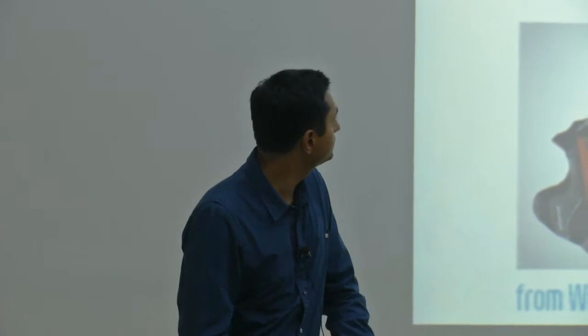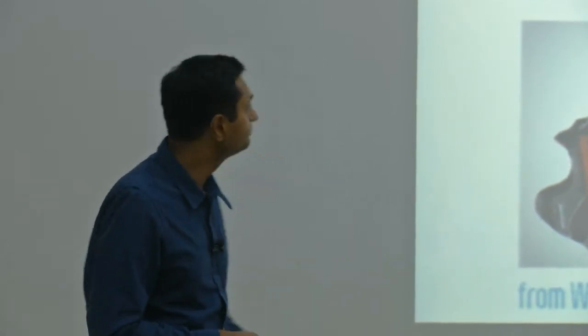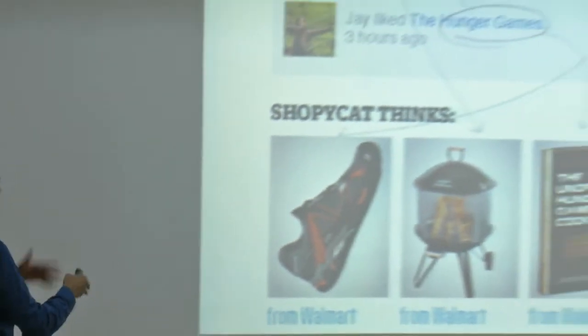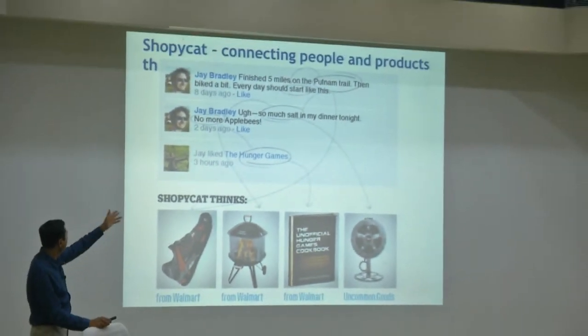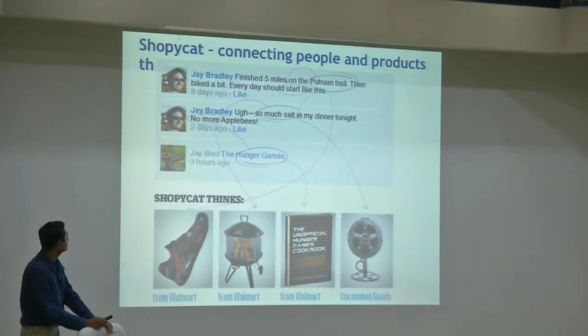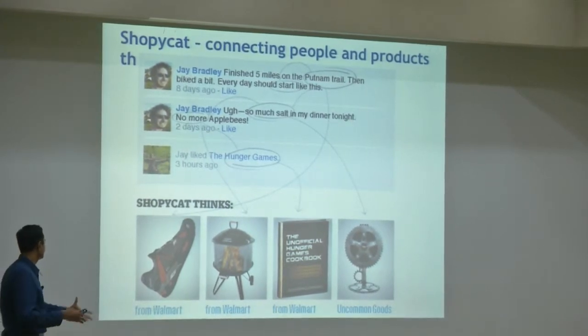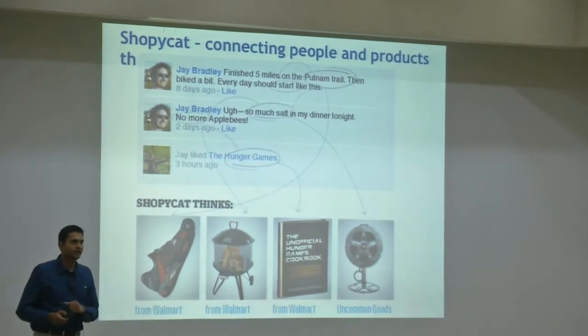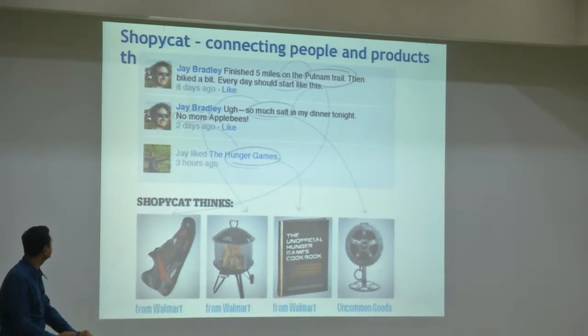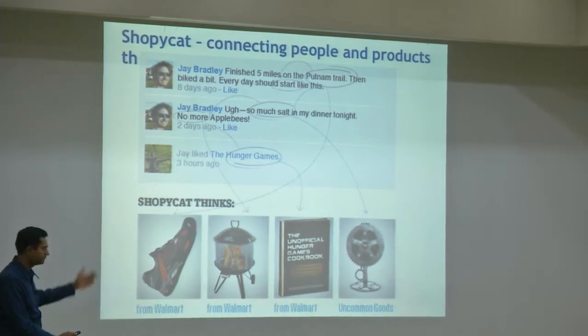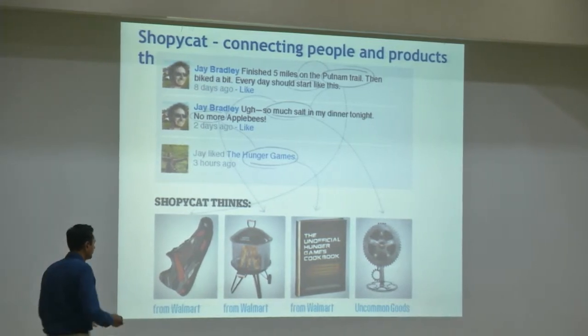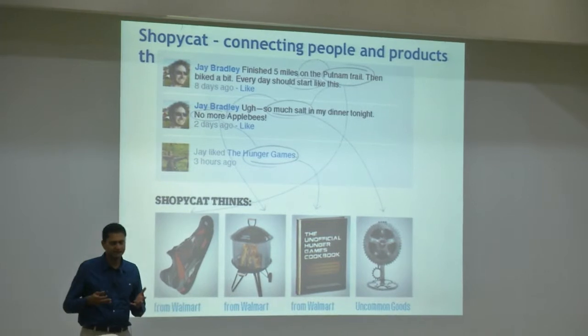So here's an example. Here's a guy who I don't know, but apparently he likes to run because he just finished running 5 miles. So the algorithm figured out that he would like running shoes, right? There's another. He liked the Hunger Games, and the algorithm figured out that he should get the Hunger Games cookbook, right? Things like this, right?